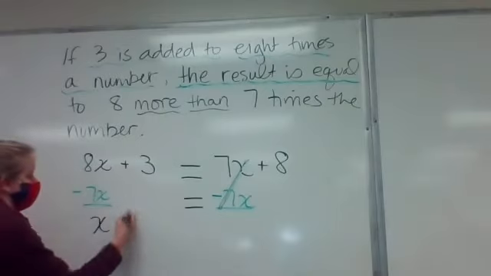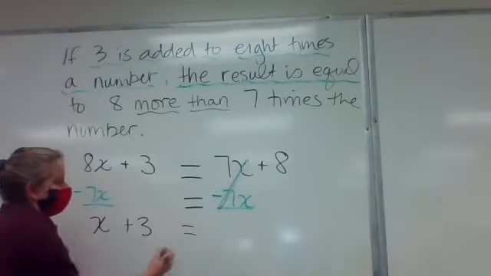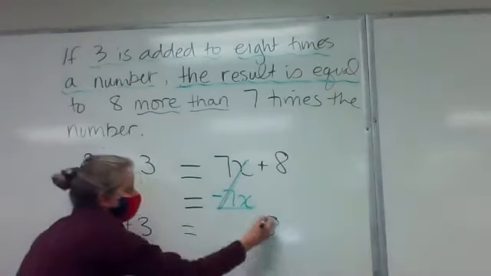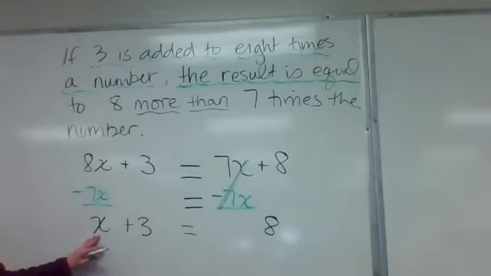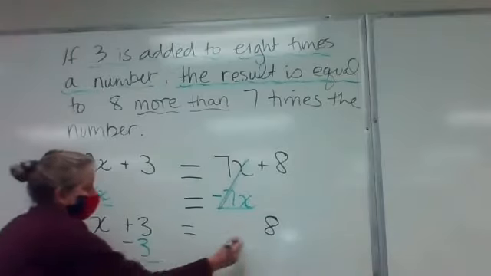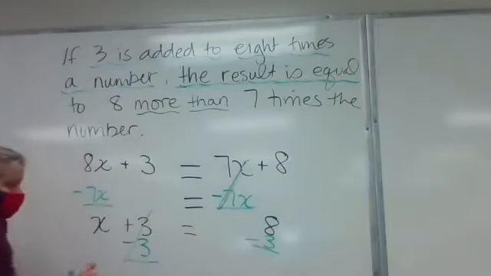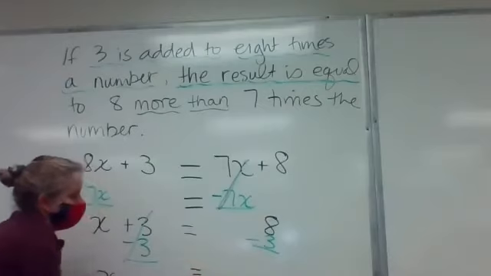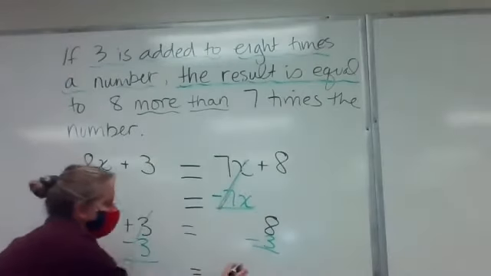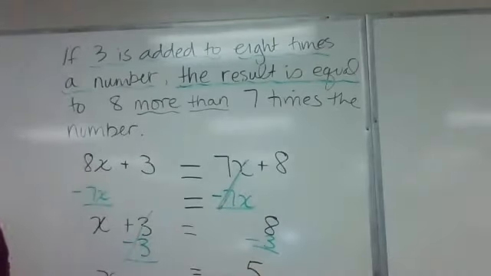Drop everything else down that you have. I still have a plus 3 here. Equals. Over here, I still have a plus 8. So remember, still solving for x. That's our whole goal of all of these, is getting the x by itself. The only thing that needs to go away now is that plus 3, so I will minus 3 from both sides to get rid of it. So all you're left here with is your x. Equals. Over here, 8 minus 3 just leaves you with 5.